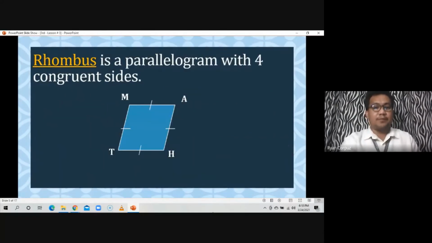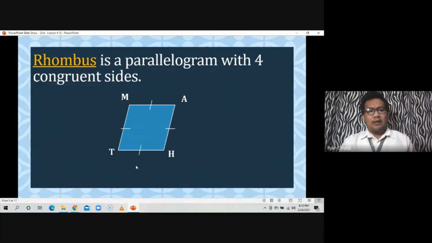So next is a rhombus. A rhombus is defined as a parallelogram with 4 congruent sides. So parang square din siya, di ba? Pero if your definition is just a parallelogram with 4 congruent sides, we are only pertaining to a rhombus. It's like, for example, here, quadrilateral MATH is a rhombus because it has 4 sides which are congruent in measure.